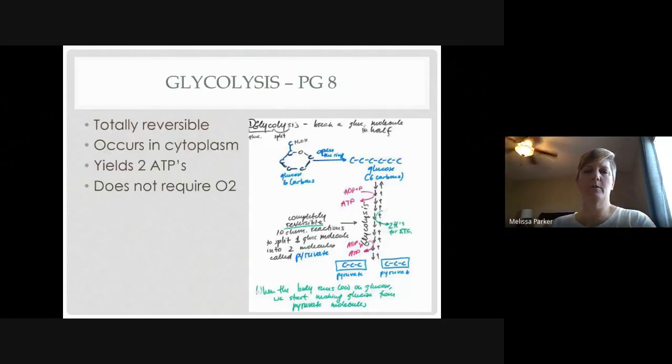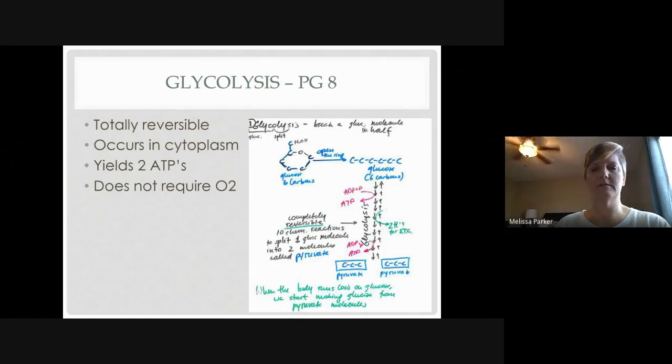So what you want to remember with glycolysis is that it's totally reversible, right? And remember I told you reversible means that you can take one glucose and you can make two pyruvates, or you can take two pyruvates and you can make a glucose. That's what they're talking about when they say it's reversible. You also need to know that this reaction is happening in the cytoplasm. So remember, the liquid that's found inside of the cell where it serves as a chemical medium for reactions. That's where this is happening, in that cytoplasm.